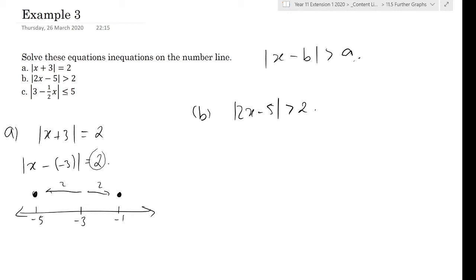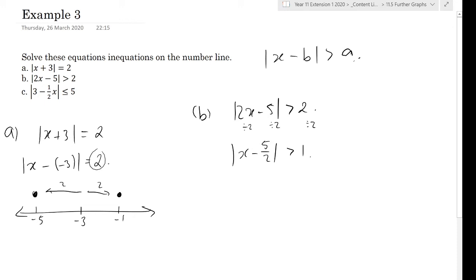And I know when we solve equations, we normally say do the opposite of BODMAS, so addition and subtraction first, but you can actually do this as long as you do it properly. I'm going to divide everything by 2, but that means I'm going to literally divide everything by 2. And that's going to give me the absolute value of x minus 5 on 2 is greater than 1. So 2x minus 5 is greater than 2.